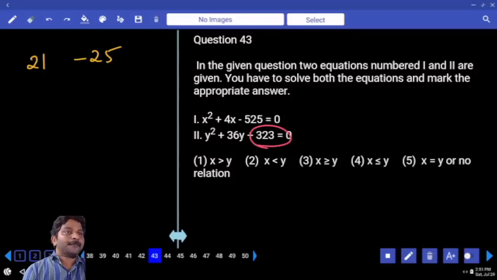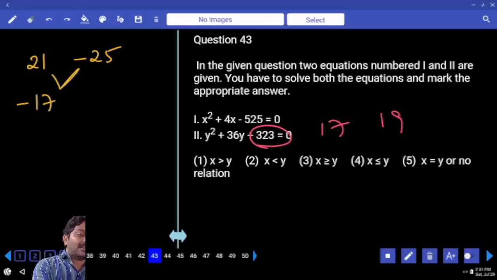Nearest square: 324. 18 square, right? Minus 1 square. 18 minus 1, 18 plus 1. Sum of both the numbers is 36 only. Minus 17.